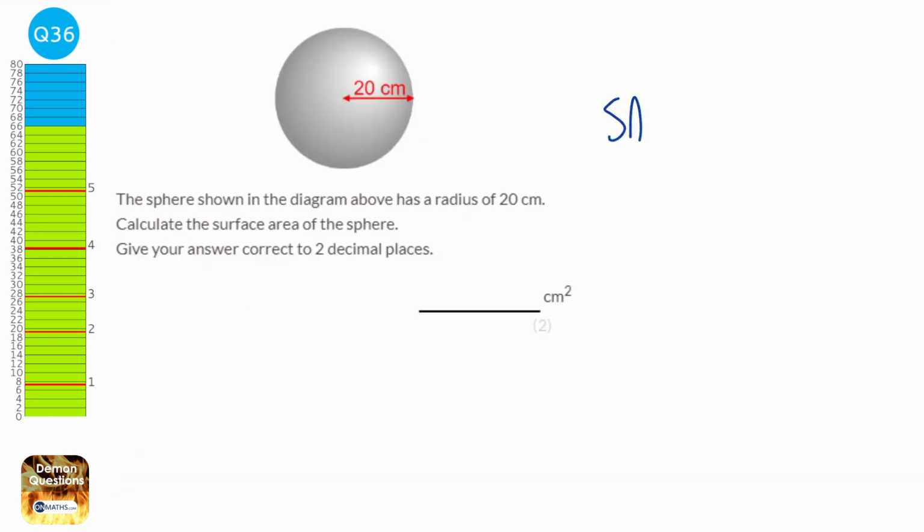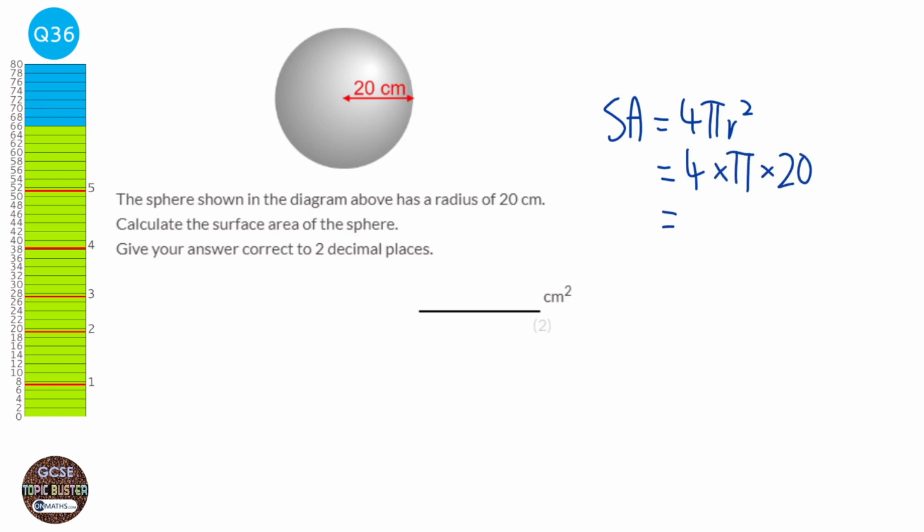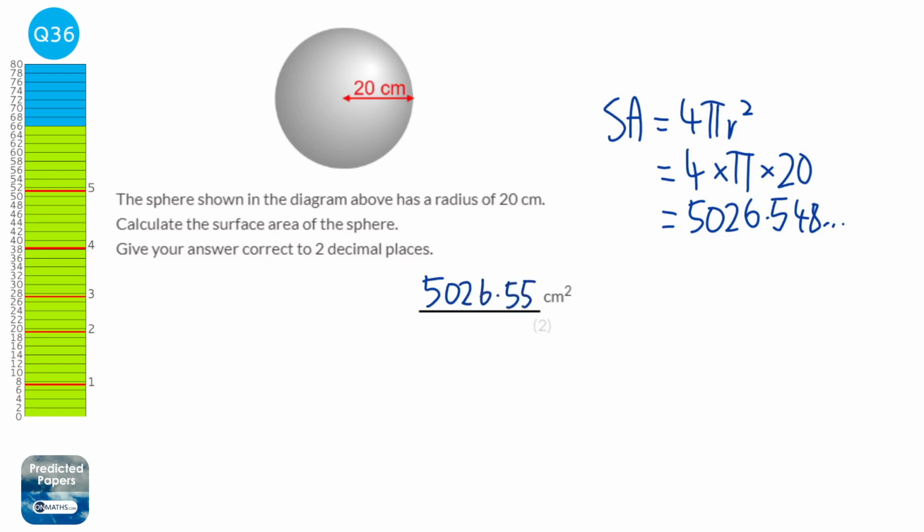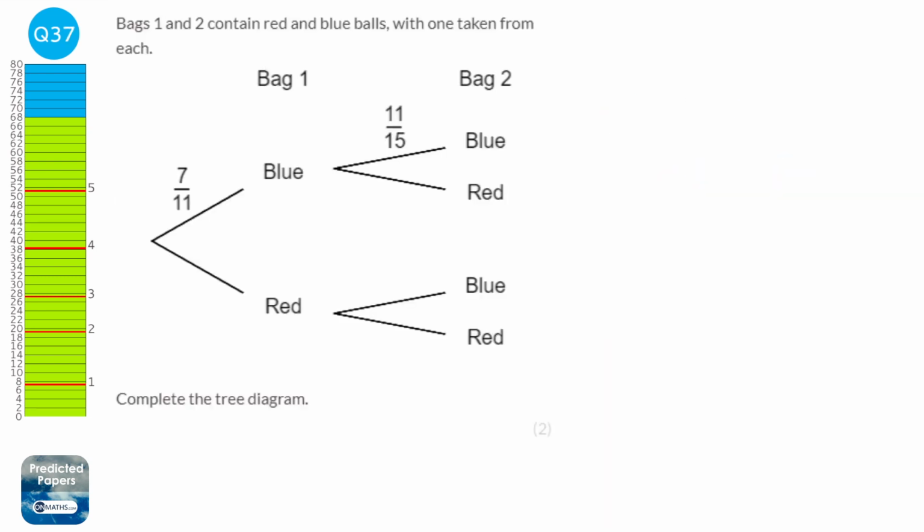The surface area of a sphere is found with the formula 4 pi r squared, with r being the radius of the sphere. So we're going to do 4 times pi times 20 squared, and that gives us 5,026.548 and so on. When we round that to 2 decimal places, we get 5,026.55 centimeters squared.